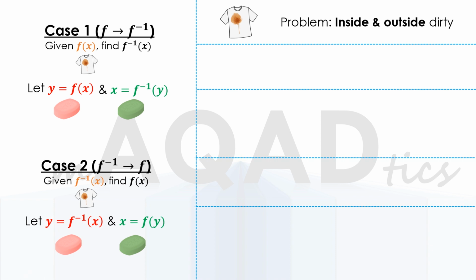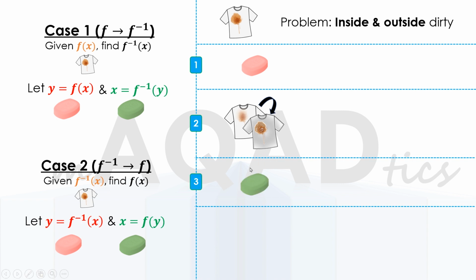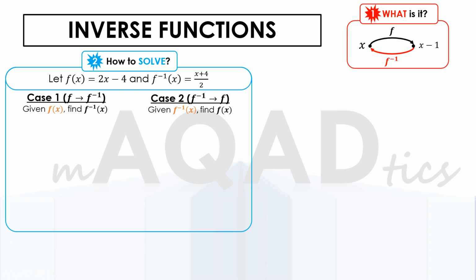So going back to the problem, we have a shirt which is dirty inside and outside. How do we solve it? Firstly, let us use the first soap to wash the outside. Then later on, we flip the shirt inside out and use the second soap to clean the inside. Once we've done that, we flip the shirt back.